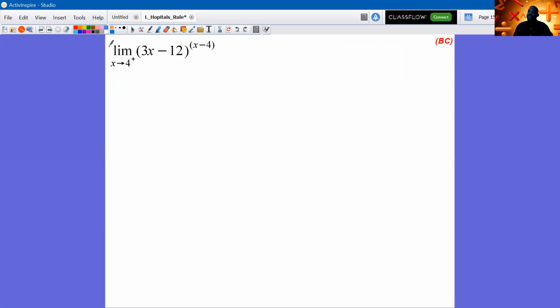All right, here's another one. So again, we want to check the indeterminate form. We got 3x minus 12, the limit as x approaches 4 from the right, that's 0. And then the limit as x approaches 4 from the right of x minus 4, that's also 0. So that implies the indeterminate form 0 to the 0. Now, just like in the previous example, we need to bring in natural log.